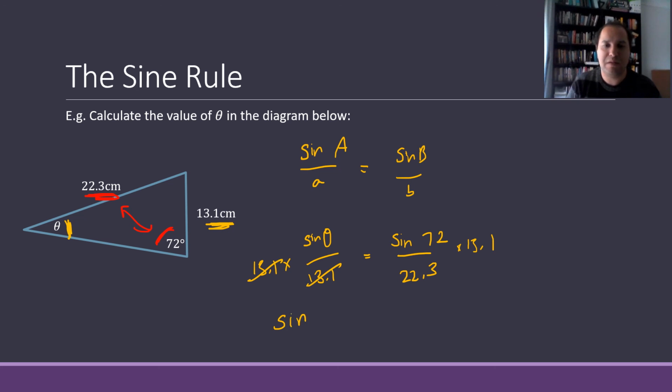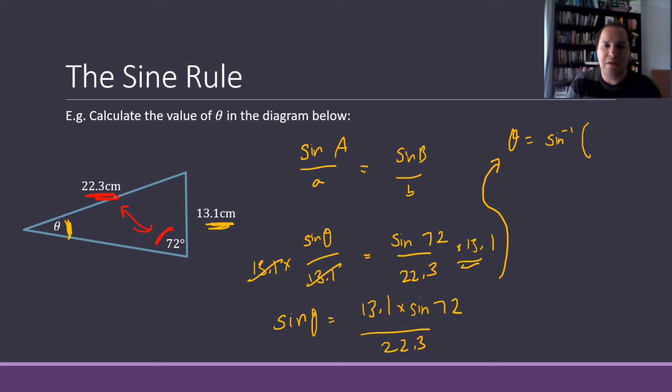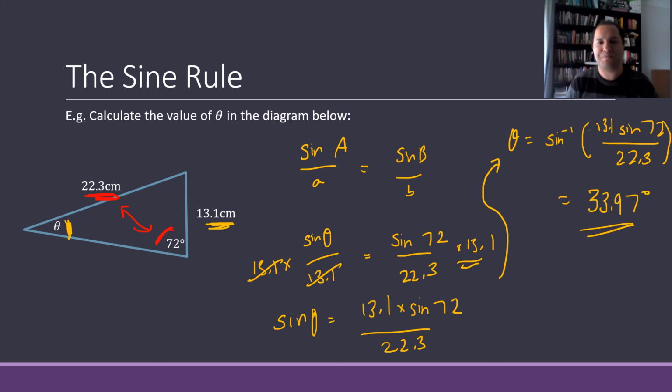those cancel. Sine theta equals 13.1 times sine 72 over 22.3. Once again, multiplying means we can put that in the numerator. And then, to get theta on its own, we'll just use sine minus 1 of 13.1 sine 72 over 22.3 into our calculator, and that gives us 33.97 degrees. And there's our angle in our triangle.